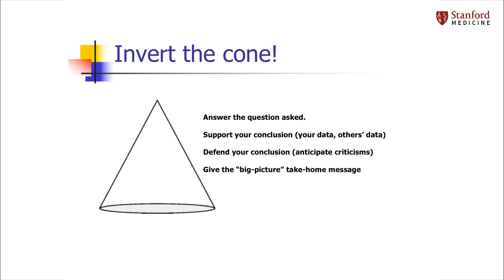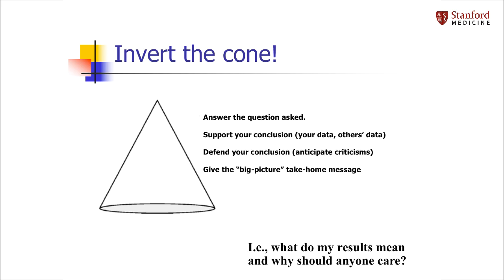Then you're going to defend your conclusions. This is the obligatory limitations section of your discussion. You want to anticipate the criticisms that readers may have and defend your conclusions against these criticisms. And then at the end, you're going to go very broad. You want to give the big picture implications of your research. In other words, the discussion section should impart what your results mean and why should anyone care. This last point is important. You need to make sure that readers outside of your immediate niche area in science can understand why your study matters. You have to make them care.